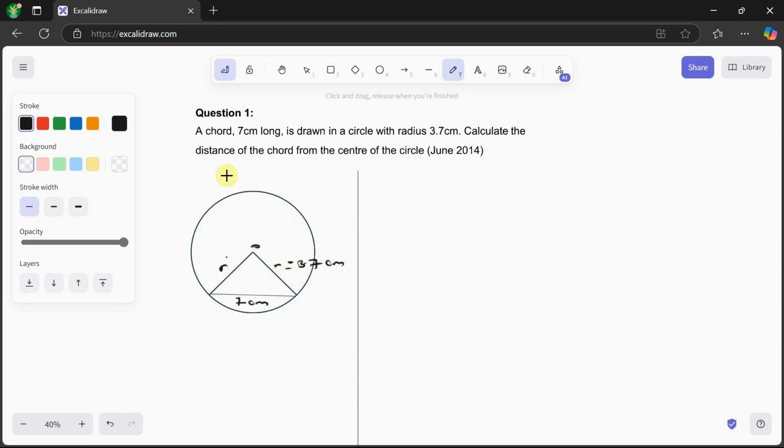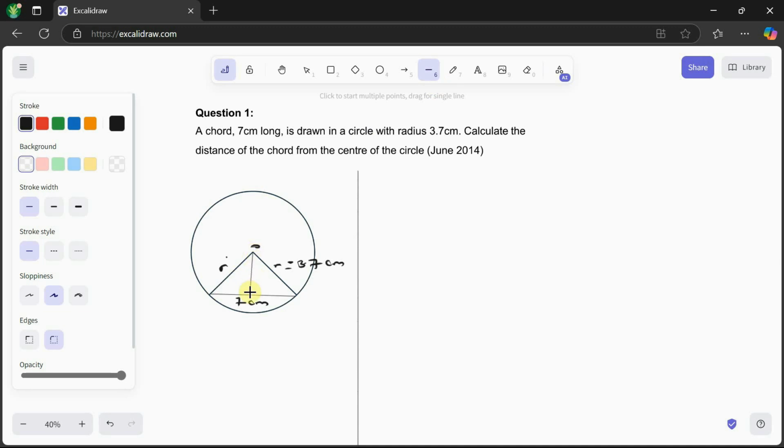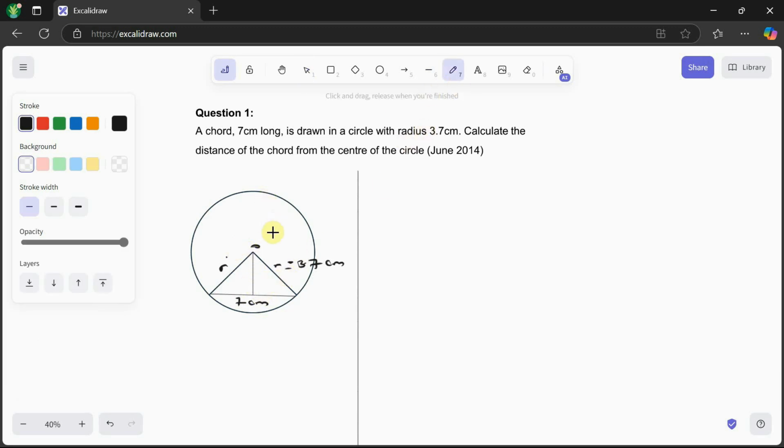It now says that we should calculate the distance of the chord from the center of the circle. This is the center of the circle, this is the chord. The length we're trying to find is this perpendicular distance, the perpendicular distance from the center of the circle to the chord. That's basically what they're asking. This is 3.7, 3.7, and this will form a right angle triangle. This perpendicular line bisects the chord into 2 equal halves, meaning each place will be 3.5 centimeters, because the total length is 7.